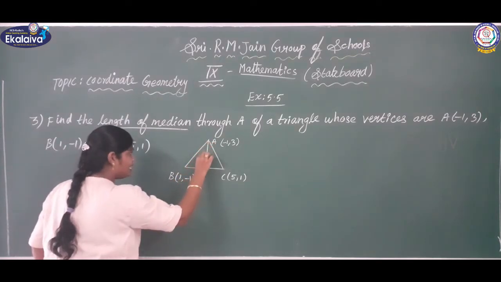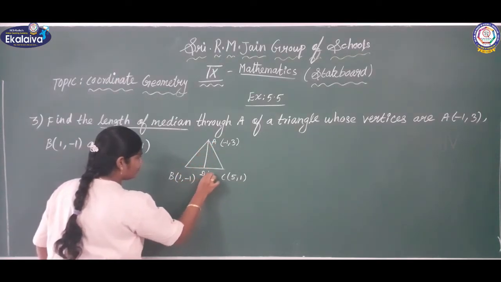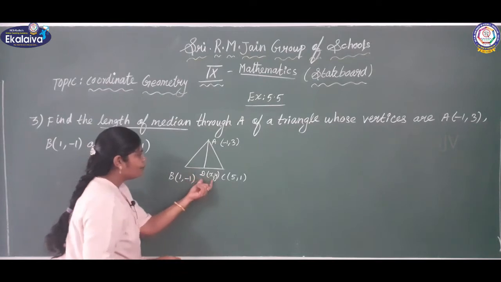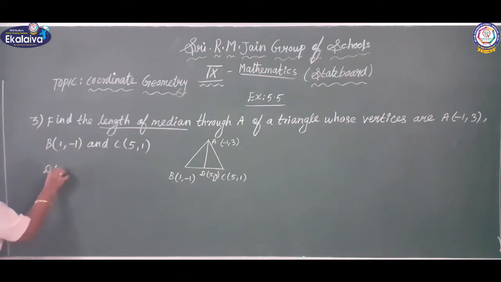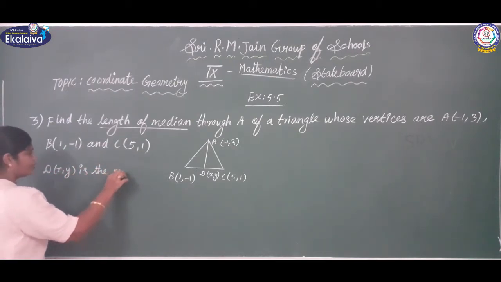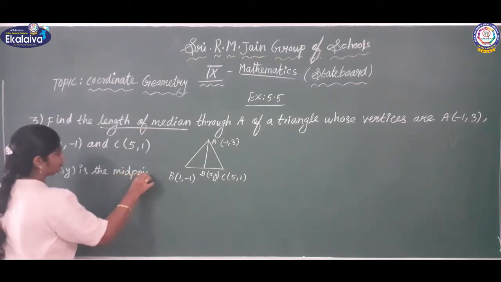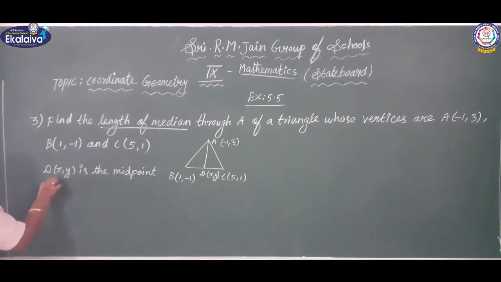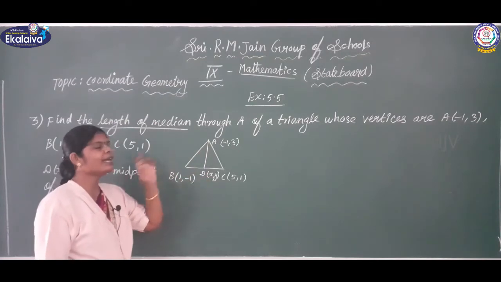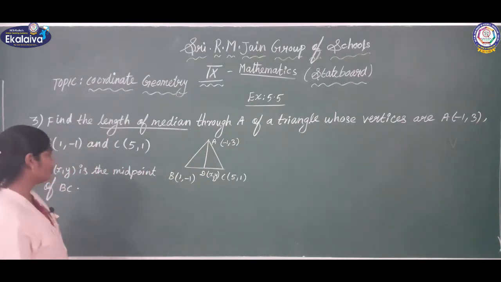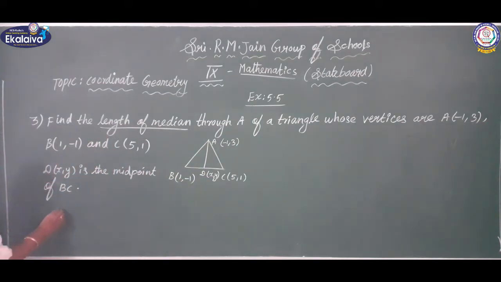So this is the median, here D. So D is the midpoint of BC. D of (x, y) is the midpoint of BC. First we need to find out the D coordinates, then we need to find out the length of the median. So here, midpoint formula, what is the midpoint formula, children?